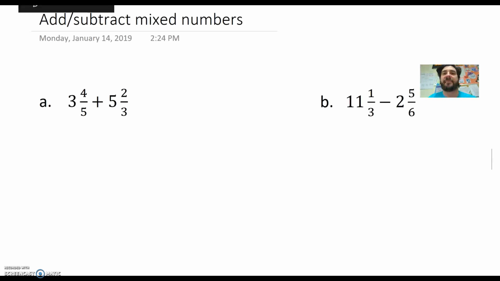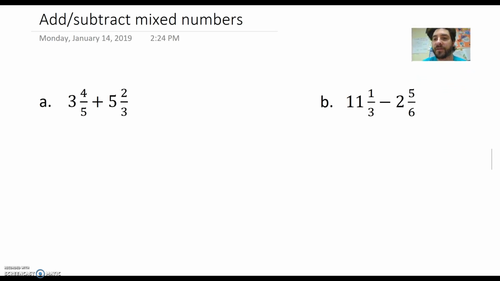All right, here we go. Let's add and subtract some mixed numbers. We're going to need to do some regrouping here, so these should be some fun problems. All right, so 3 4/5 plus 5 2/3.